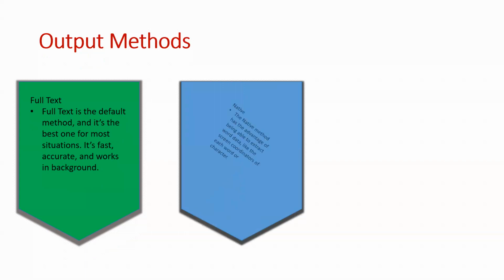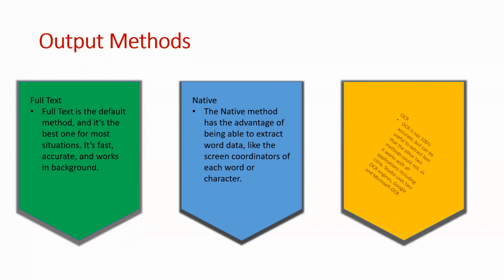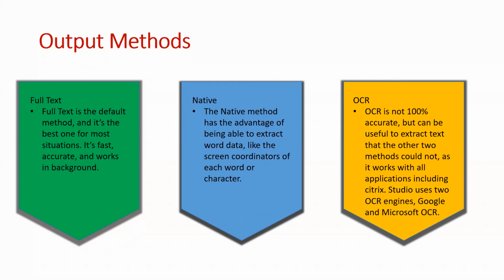Coming to native. The native method has the advantage of being able to extract word data like the screen coordinates of each word or character. Coming to OCR, OCR is not 100% accurate but can be useful to extract text that other methods could not, as it works with all applications including Citrix. Studio uses two OCR engines, one is Google and another one is Microsoft OCR. Now I will show you how to achieve this using UiPath Studio.